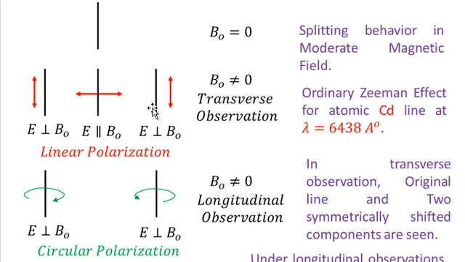And if you carry out the measurement of the same setup but longitudinally, you will observe two components, not three, but only two components. One component will be a right circularly polarized beam, the other component will be a left circularly polarized beam. In both components, the electric fields are perpendicular to the magnetic field, but these electric fields are not constant in direction. Their direction will change and rotate as the light approaches you. One will rotate clockwise, the other will rotate counterclockwise.